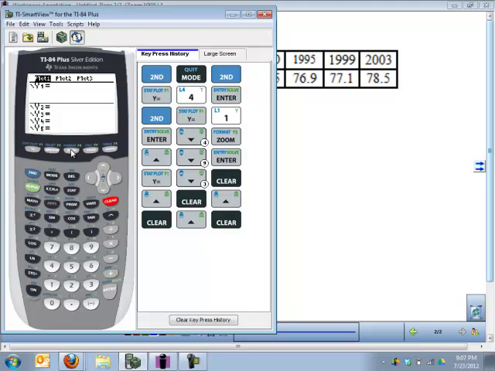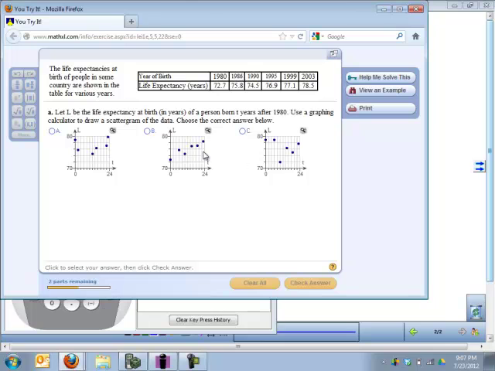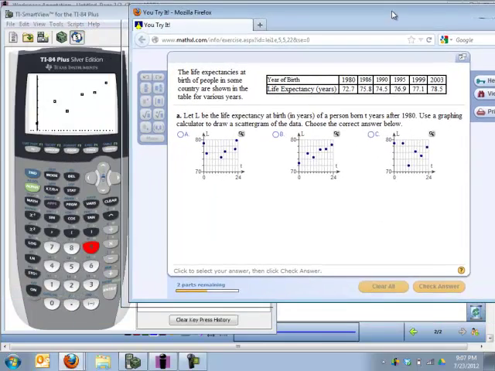Okay, so I can go to zoom and zoom stat again. And I think I remember it was number 9, so I'm just going to hit 9. And here's my graph. So this is a scatter plot. And if we look at the assignment that we were looking at, it looks awfully close to B, so I'm going to select B.